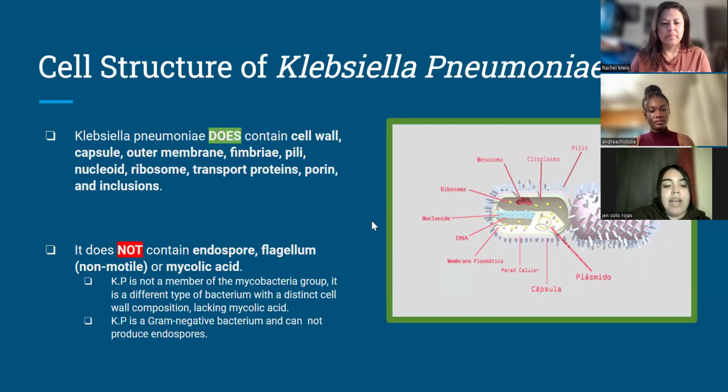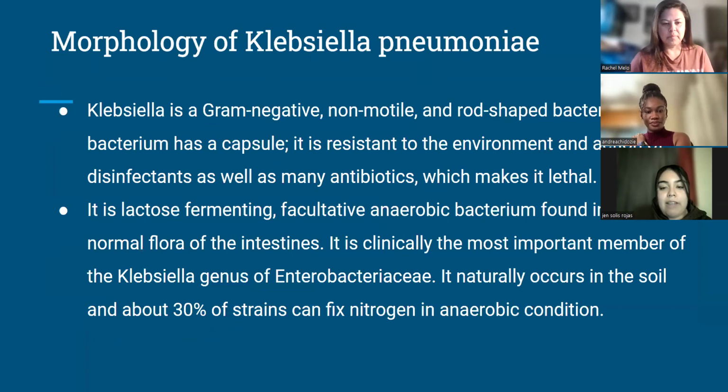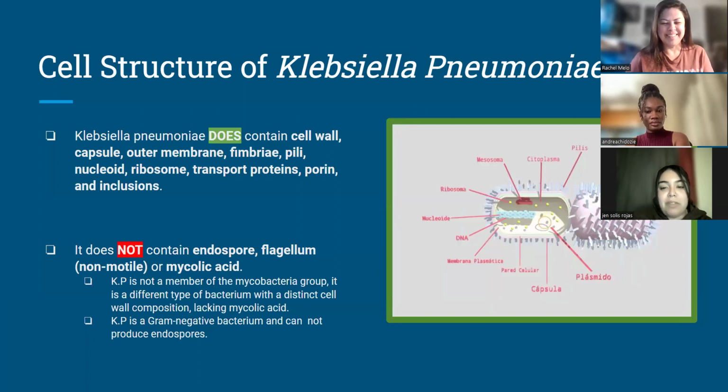And the reason why KP is not a member of the mycobacteria group is because it's a different type of bacterium that lacks the mycolic acid. And due to KP being a gram-negative bacterium, it can't produce endospores. And then I have this little image on the right side, my bad, that depicted some of those findings of the structure.